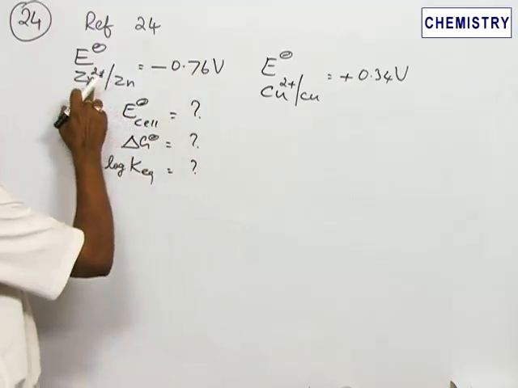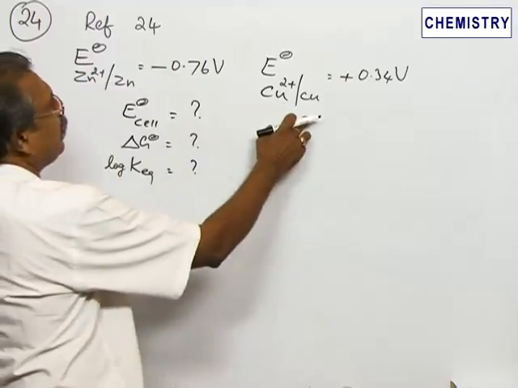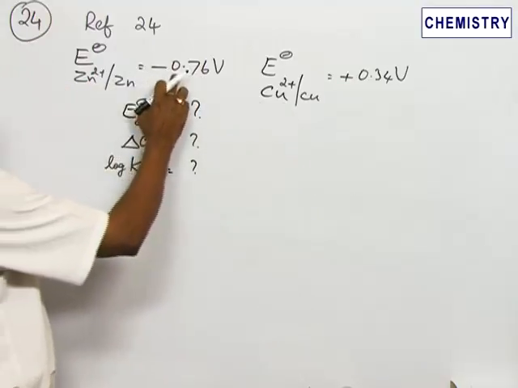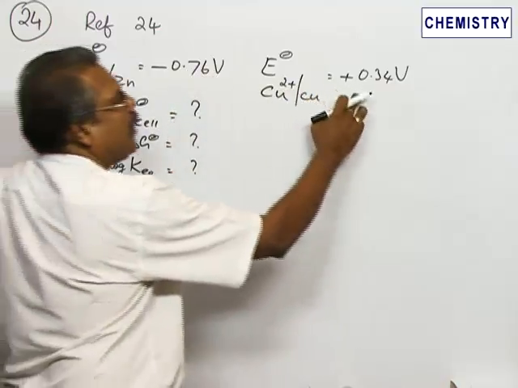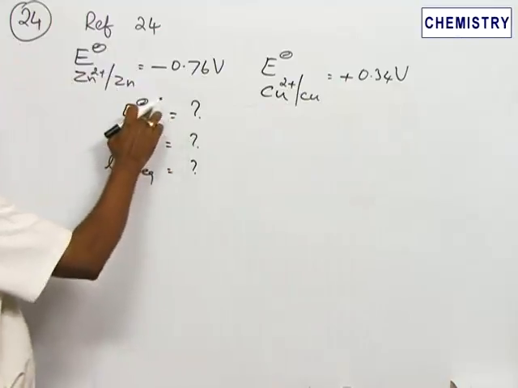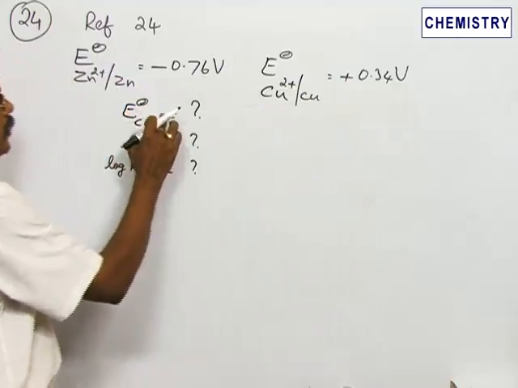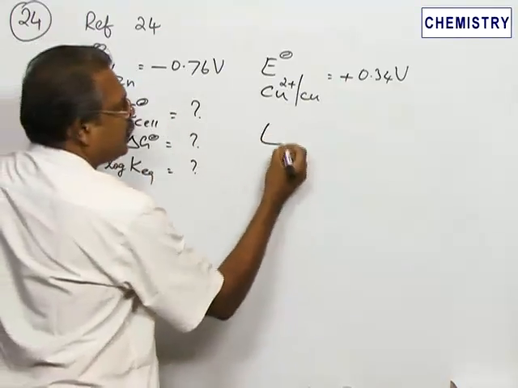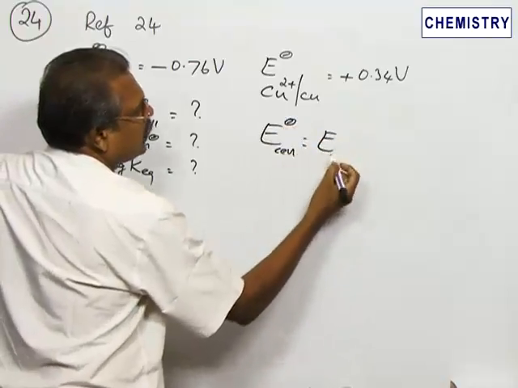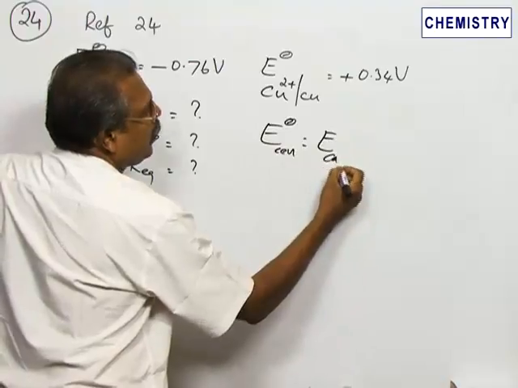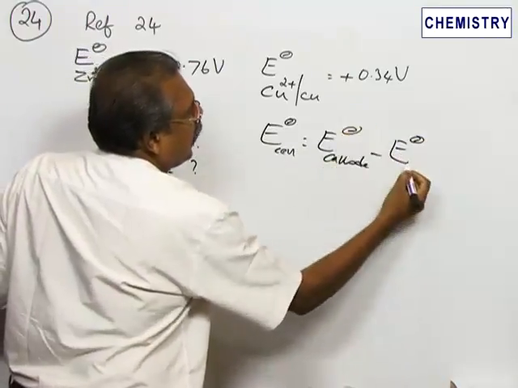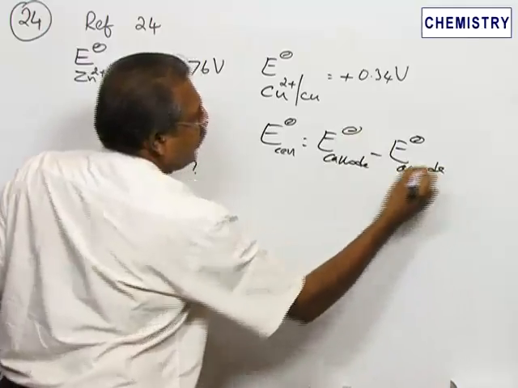Here we have a zinc electrode and a copper electrode. The standard electrode potential of zinc is minus 0.76 volt, and for copper it is plus 0.34 volt. First, we have to calculate the standard EMF of the cell. This is calculated by the formula: standard EMF of the cell is equal to the standard electrode potential of cathode minus the standard electrode potential of anode, so E cathode minus E anode.